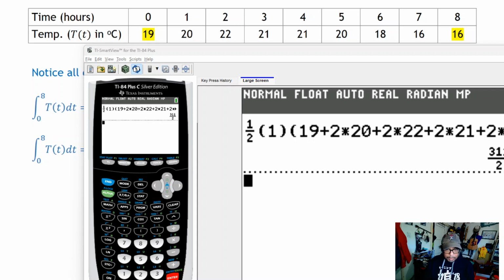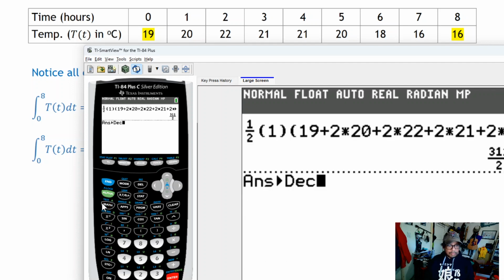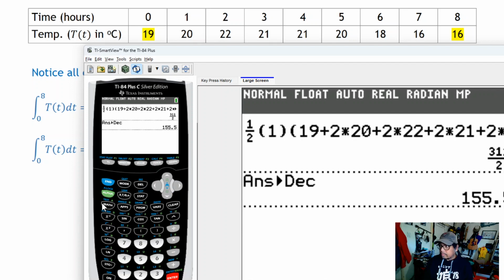Which you probably want as a decimal, so let's turn that into a decimal. That is, take the previous answer and convert it to a decimal. And that's 155.5.